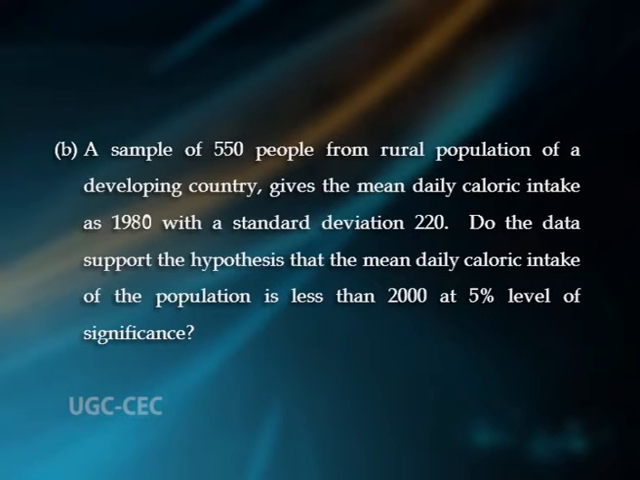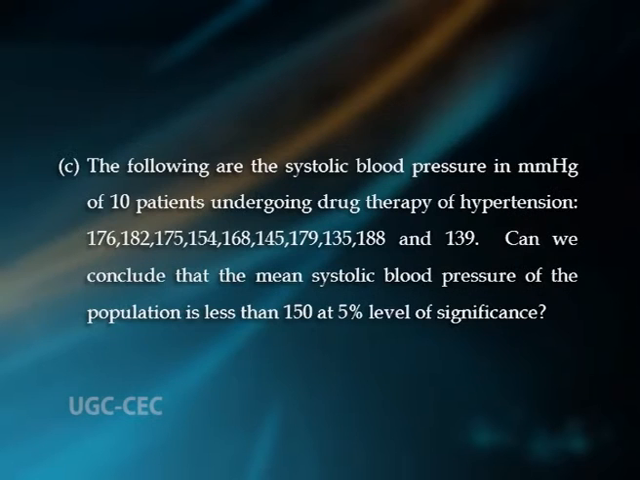A sample of 550 people from a rural population of a developing country gives the mean daily caloric intake as 1980 with a standard deviation 220. Do the data support the hypothesis that the mean daily caloric intake of the population is less than 2000 at 5% level of significance? Next question.